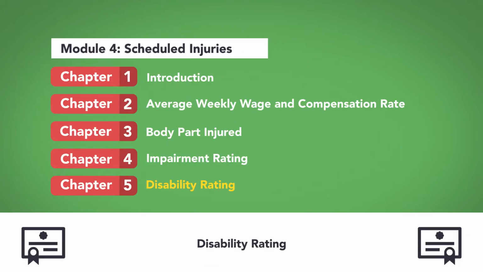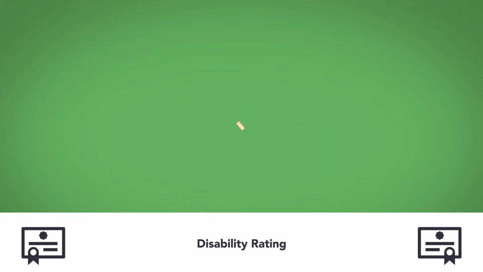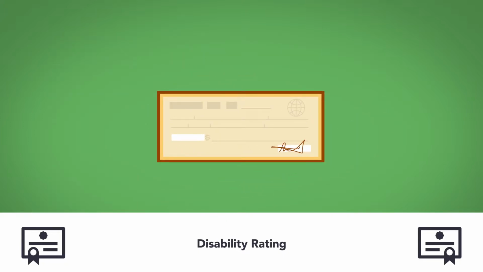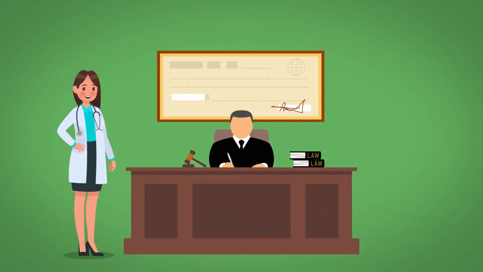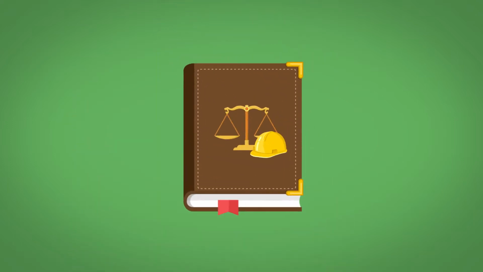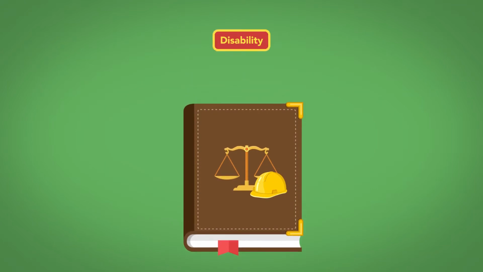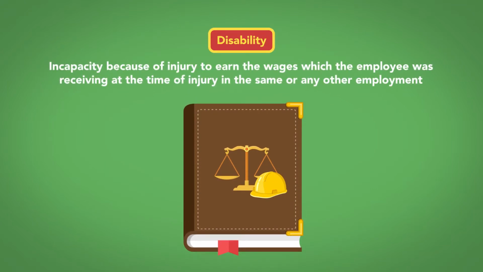It is not only the impairment rating that determines the amount of benefits that an injured worker is entitled to. Instead, the workers' compensation judge uses the physician's impairment rating as just one factor in assigning a disability rating. Workers' compensation statutes generally define disability as incapacity because of injury to earn the wages which the employee was receiving at the time of injury in the same or any other employment.